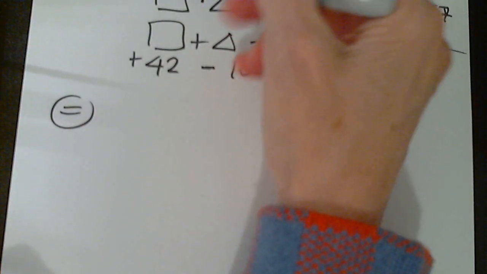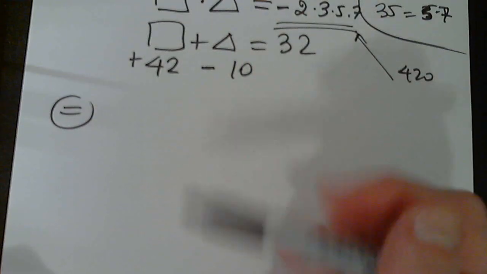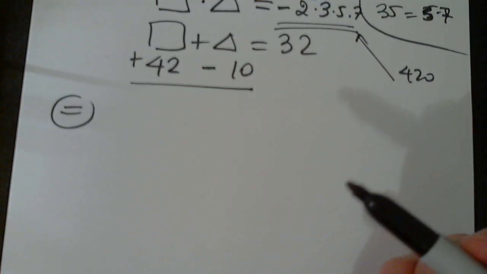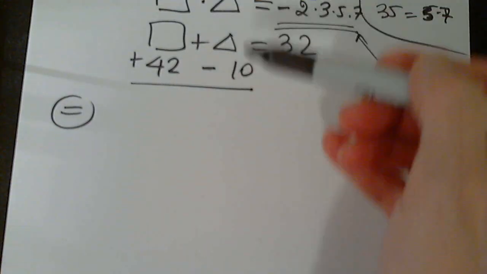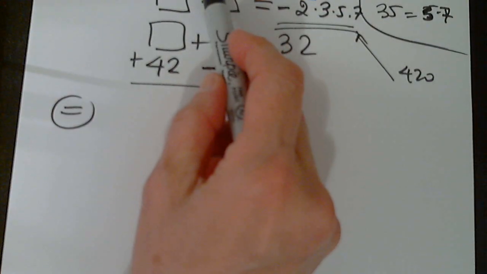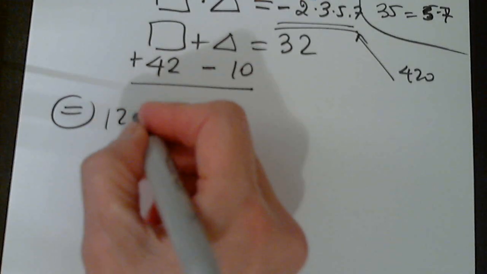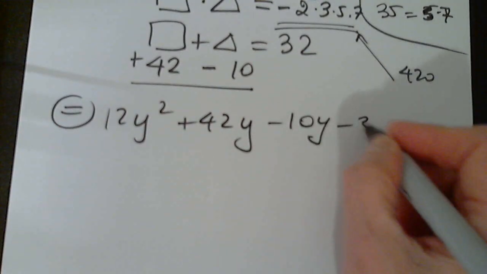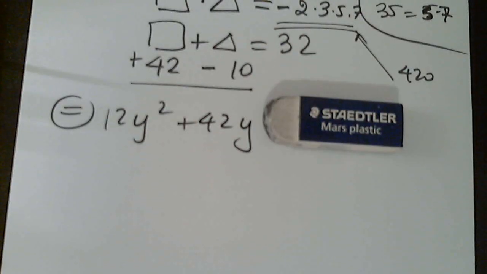I have to replace the middle term by these numbers, these terms if you want. 42y minus 10y. 42y minus 10y will give us 32y. We're not changing the problem. But why am I doing this? Because I want to use factoring by grouping.